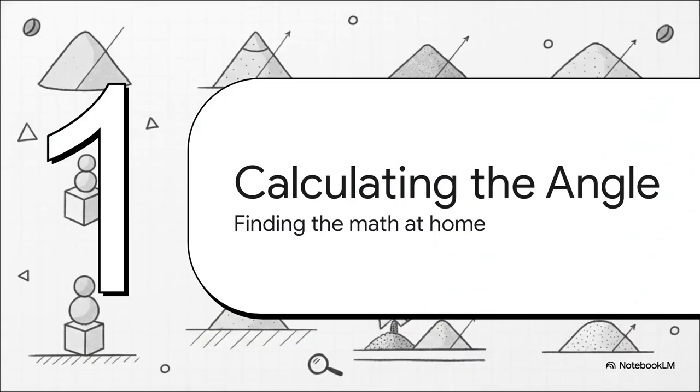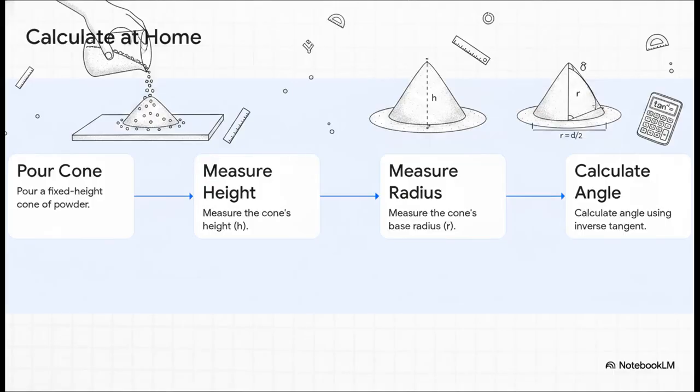Moving on to section 2, calculating the magic number, finding the math at home. What's really cool is how easily you can calculate this magic number yourself. Just pour a simple pile of granular material, like sugar or sand, onto a flat piece of paper from a fixed height, maybe 2 to 4 inches above the table. Once it stops flowing and settles into a cone, gently measure the height of the peak, which we'll call h.